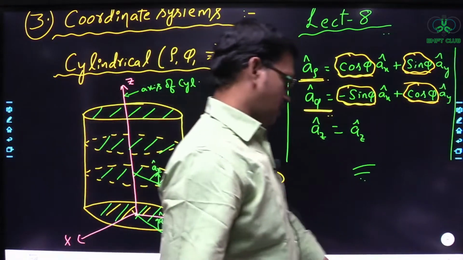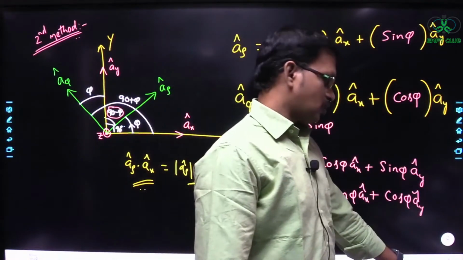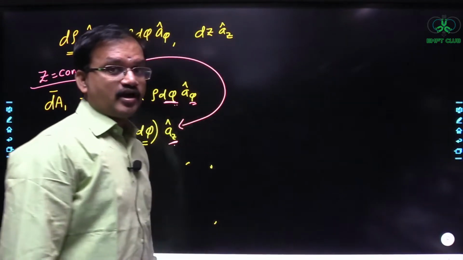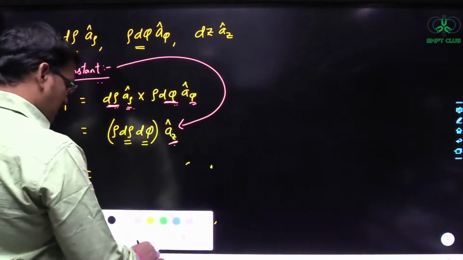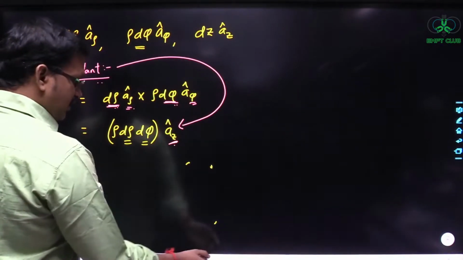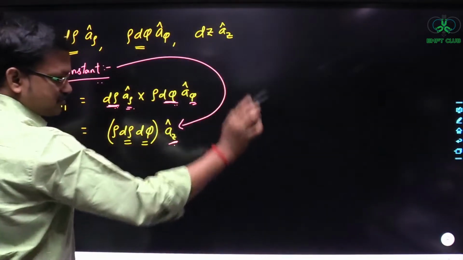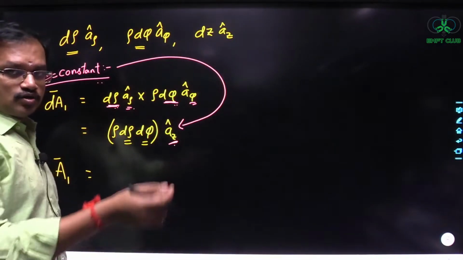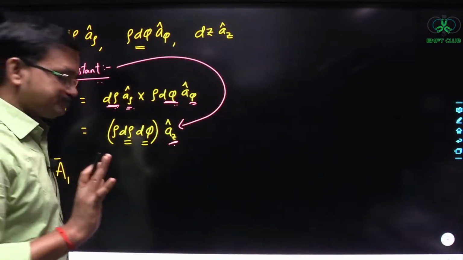By varying rho and phi, what is the surface you are going to get? You are going to get the surface area of a circle, isn't it? And what is the direction of that surface here? The direction of the surface is given by the unit normal drawn to that surface. So if you draw the unit normal to this circular surface, it is pointing in the a_z cap direction, right?